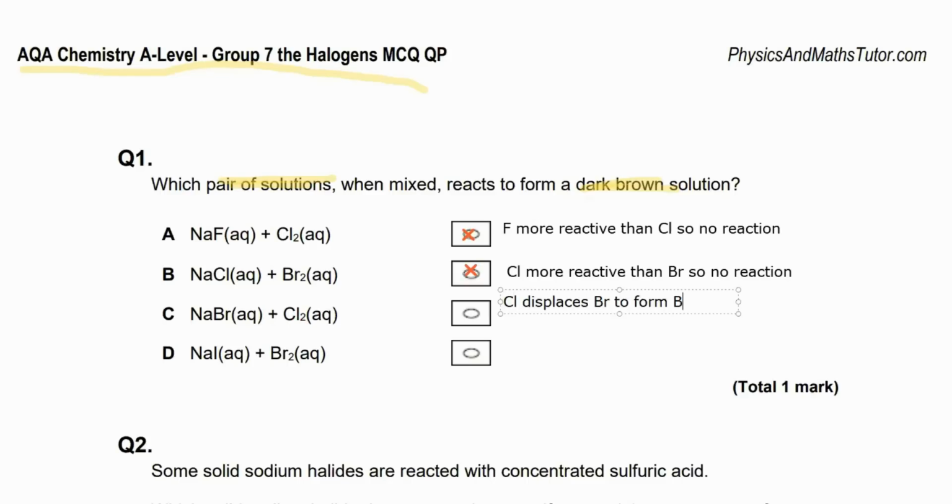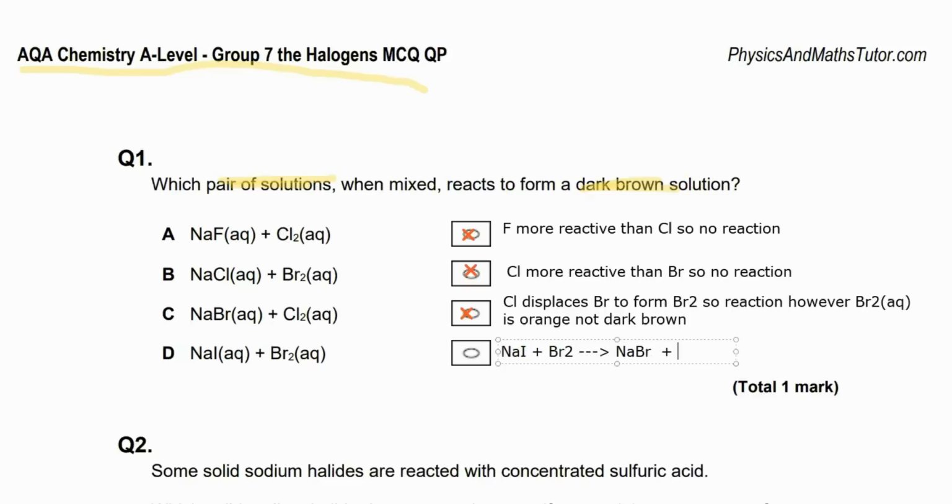And here we do have a reaction, because we've got chlorine displacing bromine from sodium bromide, because chlorine is higher up the group than bromine. However, what is the color of a bromine solution? It's not dark brown, it's orange. Bromine's a red liquid, but in solution, it's orange. And here at the bottom, bromine is more reactive than iodine because iodine's lower down. So we get the reaction sodium iodide plus bromine equals sodium bromide plus iodine aqueous.